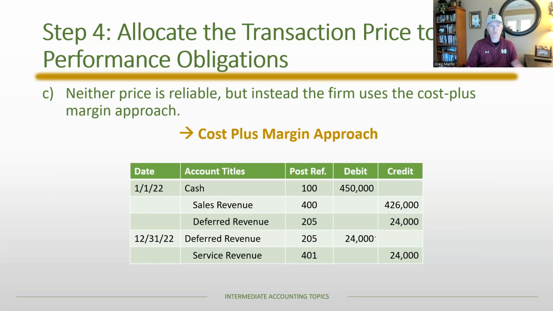In each of these cases, we really don't know which one is right. It just depends on the information that you have. If I have reliable estimates, or if I have standalone pricing for every single item, then I'm going to use that adjusted market assessment approach. If I have some, but not all, I'm going to apply that residual value approach. And then finally, if I don't really have any reliable standalone pricing or fair value, but I do have cost information, I'm going to use the cost plus margin approach when I allocate. Again, this is allocating one transaction price to multiple performance obligations.